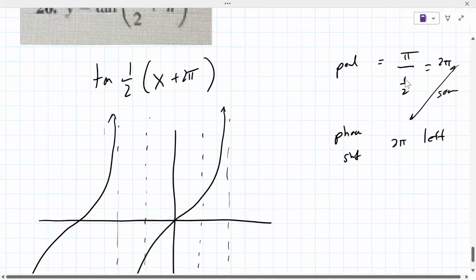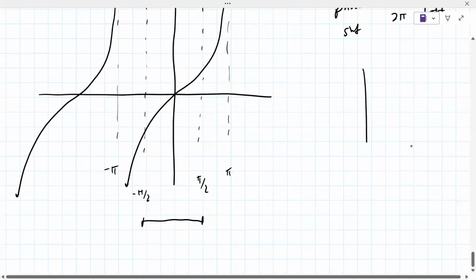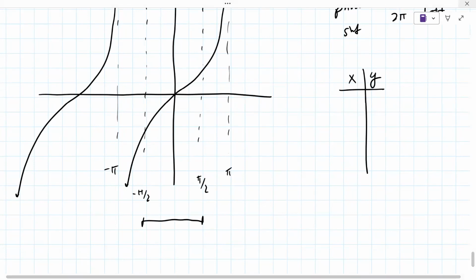Now, when does this happen? The period and the phase shift have to be the same. That's the case when it works. When they're not the same, that's where you have to do the phase shift first and then the period. I would also recommend doing a table just to confirm your points. Like calculate the points. If you really are stuck, that's another way. It's always your backup plan.